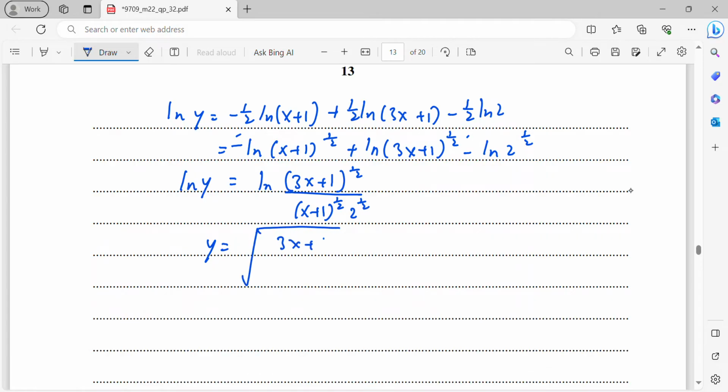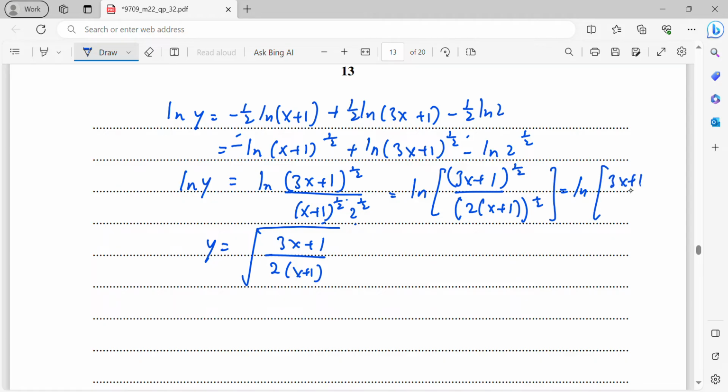So (3x plus 1) over 2 times (x plus 1). Because this means ln of (3x plus 1) over 2(x plus 1). When you have the same base, same degree, you can just take out the half, right? Here is degree half, and this is degree half. That's why the half can be taken out. So here is ln of (3x plus 1) over 2 bracket (x plus 1) to the power half. This is how I get it.